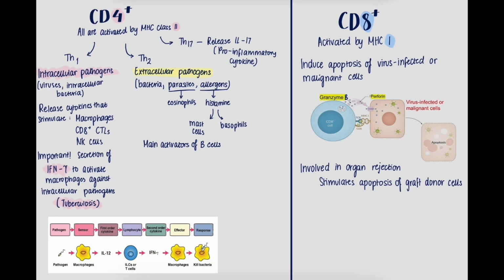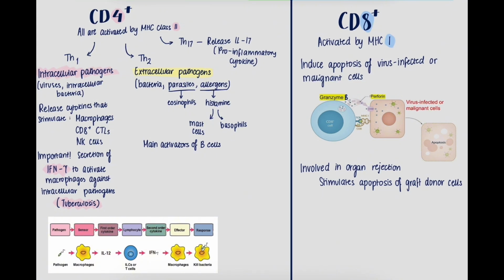Now, as for CD4 positive cells, again going back to the rule, 4 times 2 is also equal to 8, so they're activated by MHC class 2. So we have TH1, T helper 1, TH2, T helper 2, and TH17, that's T helper 17. We'll start with TH17 since it's the simplest. It is going to release interleukin 17, which is a pro-inflammatory cytokine.